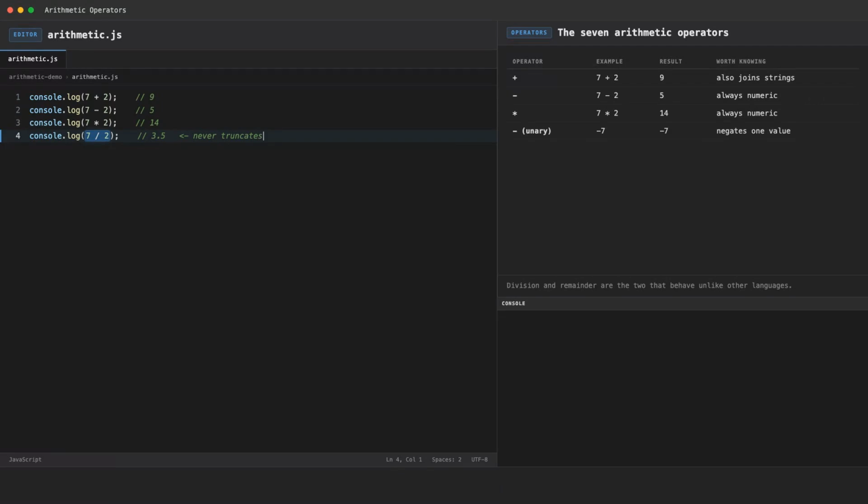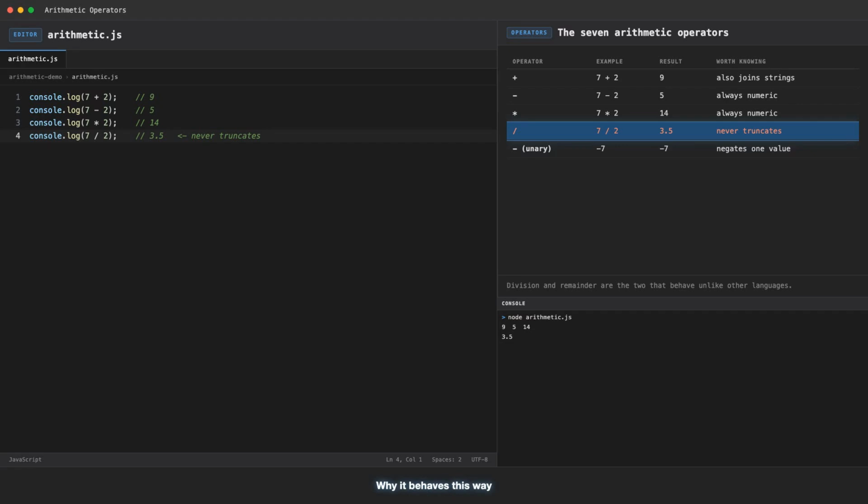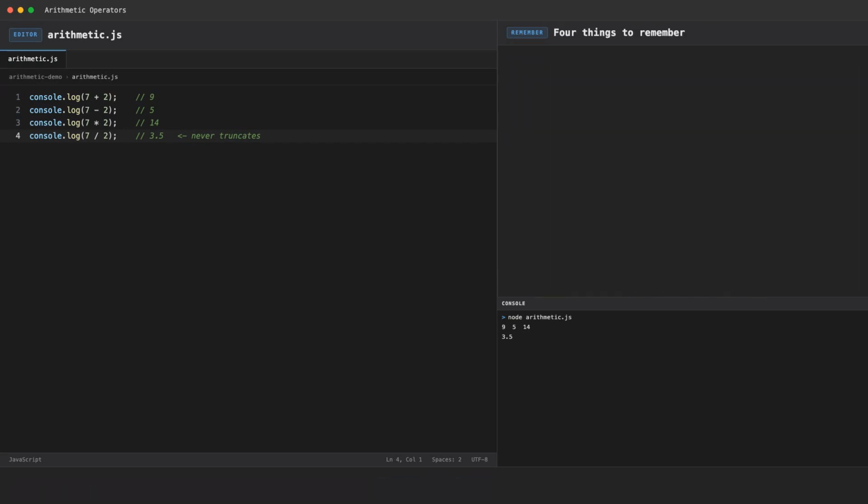Now we reach the first genuine difference from other languages. We divide 7 by 2, which are both whole numbers. In Java or C, that would give you 3. Because integer division there throws away the remainder. But JavaScript gives you 3.5 instead. Division here always produces a floating point result. The reason is that JavaScript has only one number type. There is no separate integer type to divide into. Every number is a float underneath, as we saw in the types video. So integer division simply does not exist as a concept.